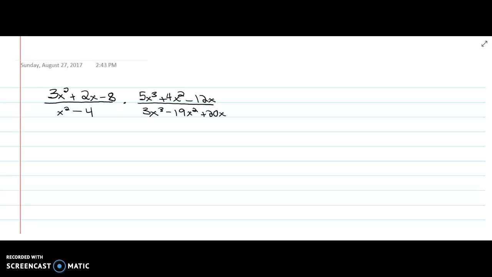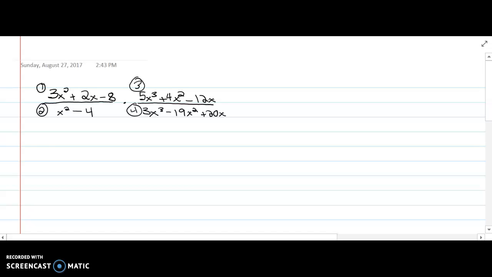Alright, welcome back. So for this one, we're just multiplying, so I don't have to worry about multiplying by the reciprocal. So I'm going to go ahead and number these. 1, 2, alright, then I'm going to go ahead and factor everything.